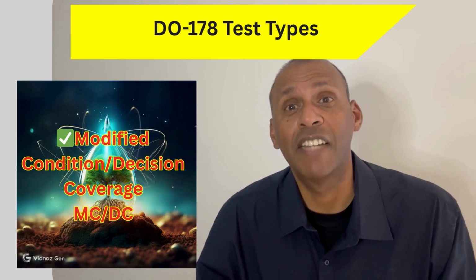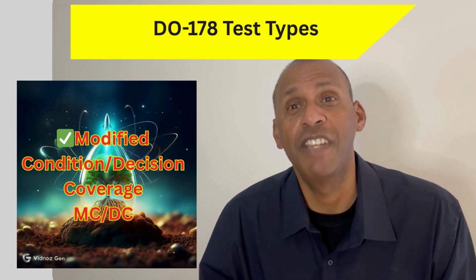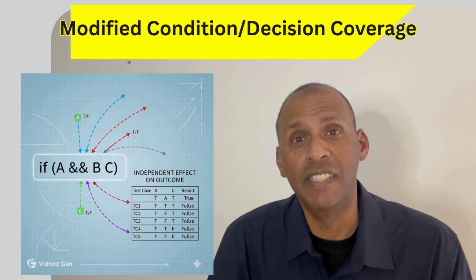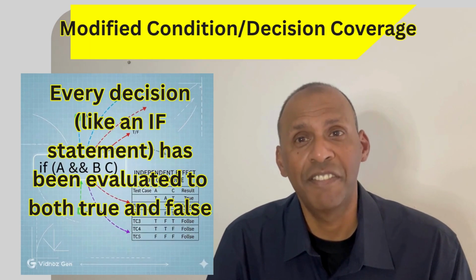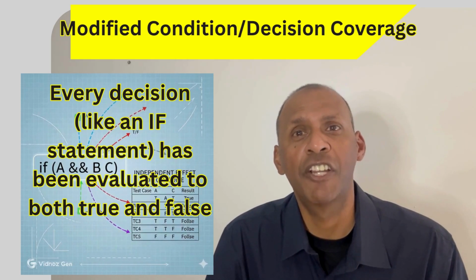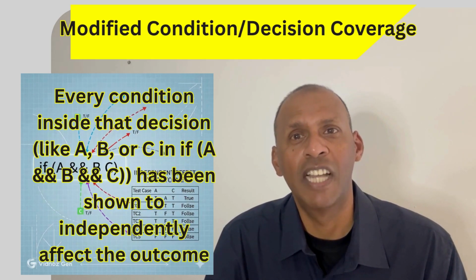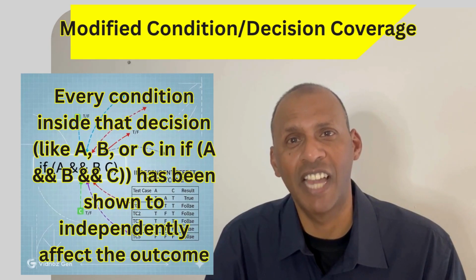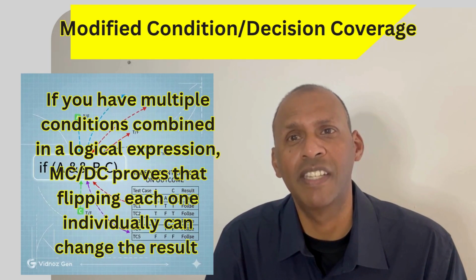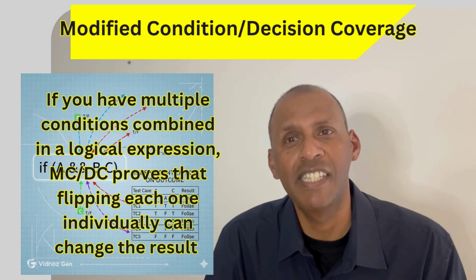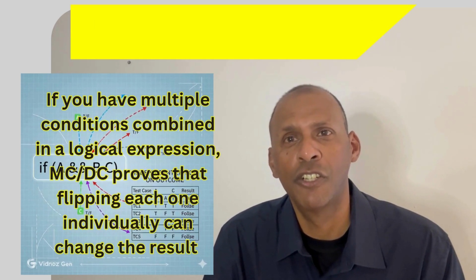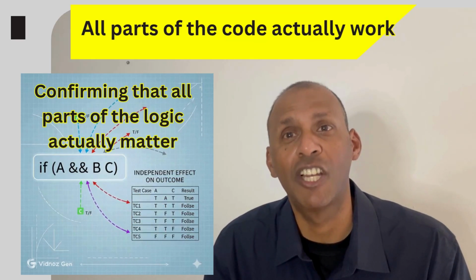Now let's unpack that for a second, because it's one of the most feared words in aviation software. MC/DC testing means every decision, like an if statement, has been evaluated to both true and false. Every condition inside that decision has been shown to independently affect the outcome. In simpler terms, if you have multiple conditions combined in a logical expression, MC/DC proves that flipping each one individually can change the result, confirming that all parts of the logic actually matter.